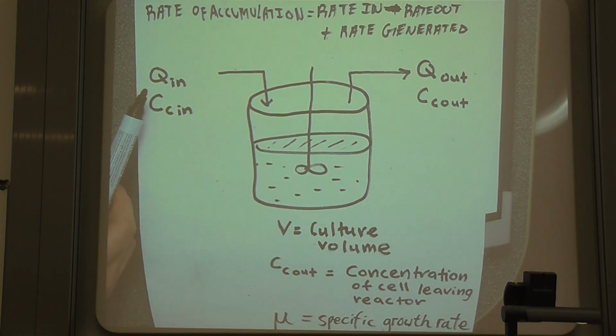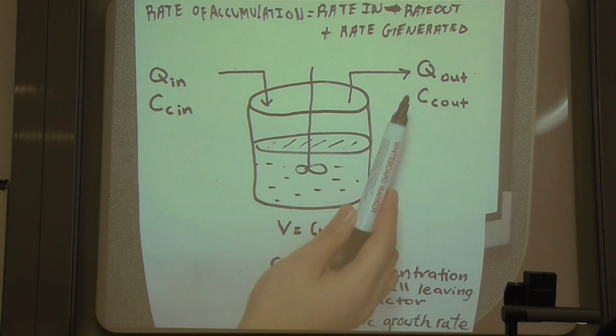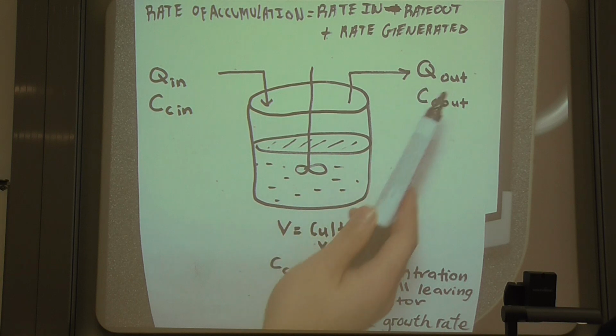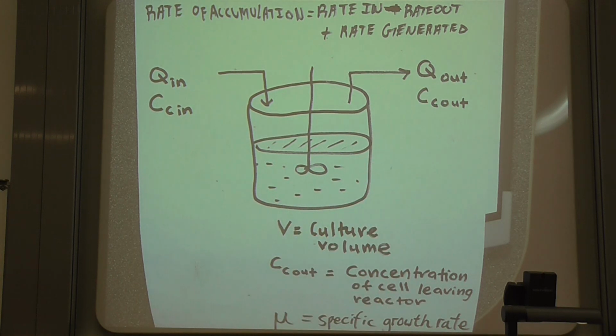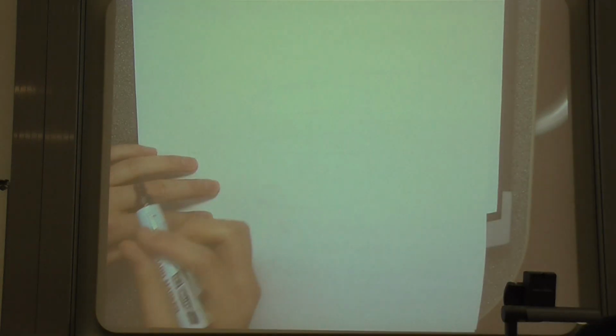Here Q is the volumetric flow rate into the vessel and C is the concentration of cells going in. And here is the concentration of cells going out and the volumetric flow rate going out of the vessel. So for the fed batch process, let's express the formula in terms of an equation.